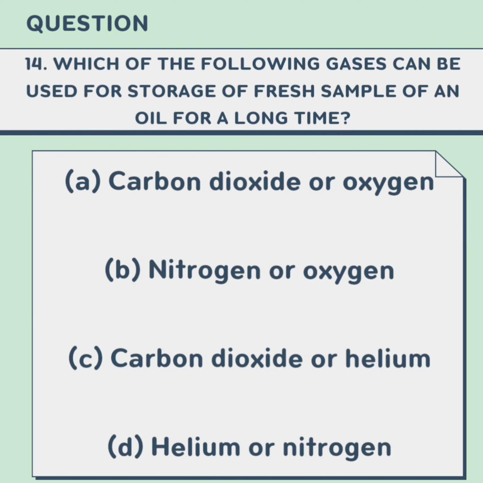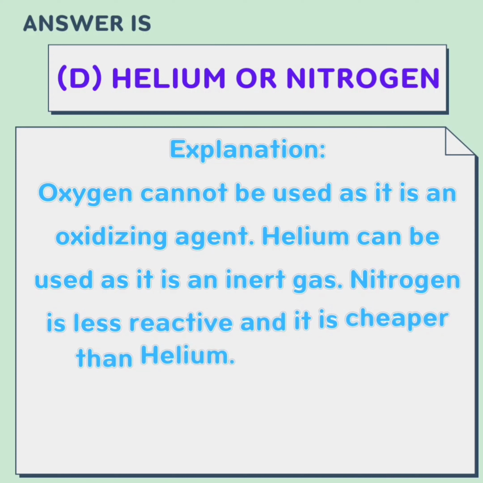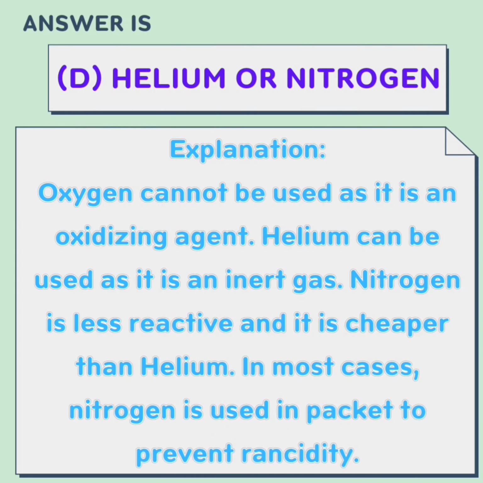a long time? A. Carbon dioxide or oxygen. B. Nitrogen or oxygen. C. Carbon dioxide or helium. D. Helium or nitrogen. The answer is D. Helium or nitrogen. Explanation. Oxygen cannot be used as it is an oxidizing agent. Helium can be used as it is an inert gas. Nitrogen is less reactive and it is cheaper than helium. In most cases, nitrogen is used in packets to prevent rancidity.